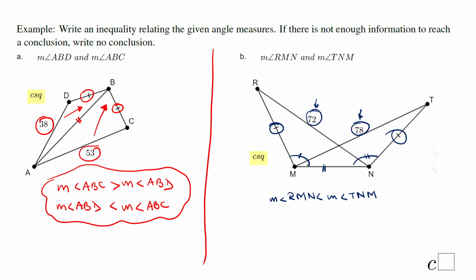So the angle on the other side of these two sides follows the same pattern. Of course, you can write this one the other way if that is needed. The measure of angle TNM is greater than the measure of angle RMN.